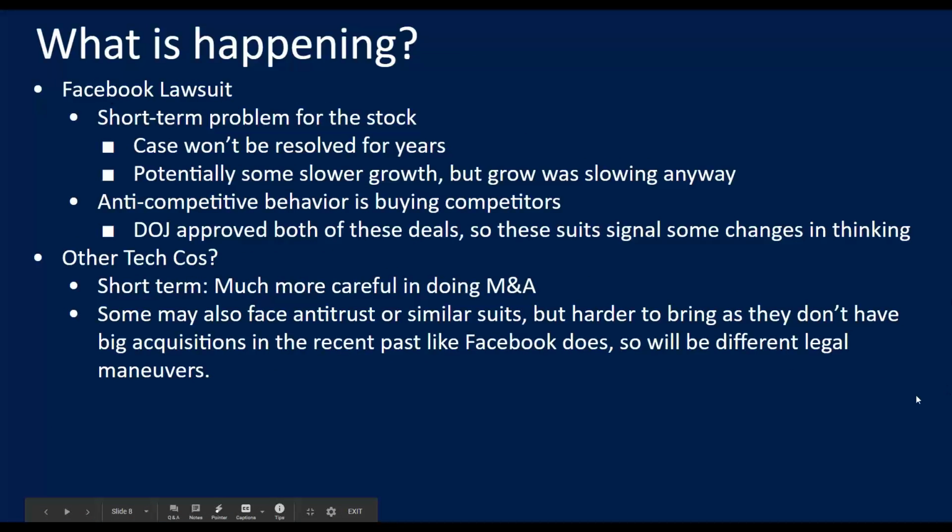All right, so that Facebook lawsuit that was announced today, it's a short-term problem for the stock. The stock was obviously down today, although at certain points the NASDAQ was down more than Facebook, which maybe says that the weakness in the NASDAQ wasn't just about this lawsuit. But yeah, this case isn't going to be resolved for years.